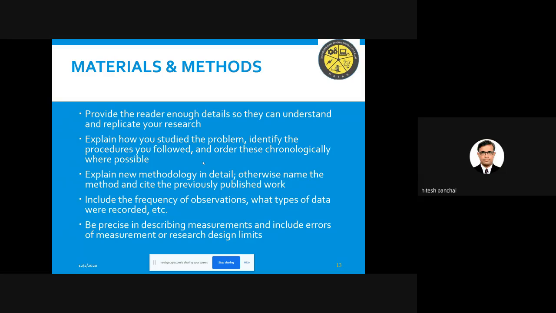Materials and methods also include the frequency of observation: how frequently you have carried out the observation and what type of data were recorded. And last, be precise in describing the measurements and include errors of measurement and research design limitations. Errors of measurement is a very important thing. If you see my research article, you will find the error analysis also, because if you use instruments, the instrument must be precise and you must add the errors.